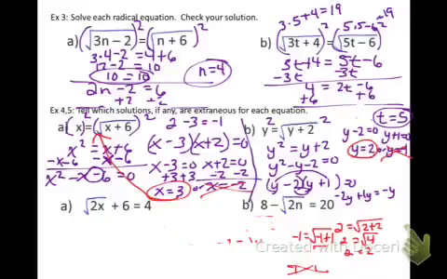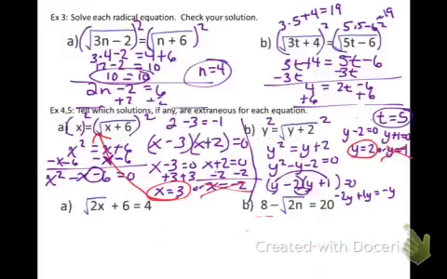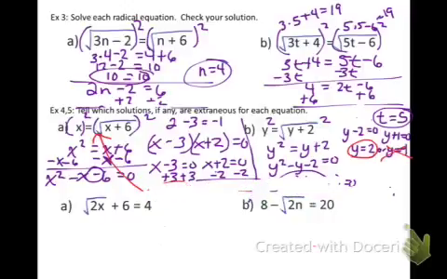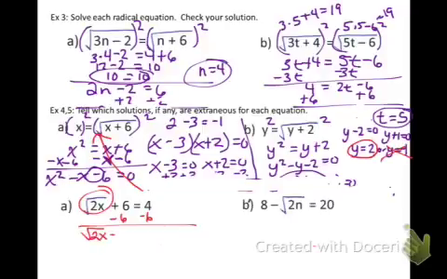Okay, I have to erase to make more space. All right, square root. Is it by itself? No, it is not, so we get it by itself. Square root of 2x equals negative 2. Can you have a square root equal negative? No, you cannot, so it's no solution.